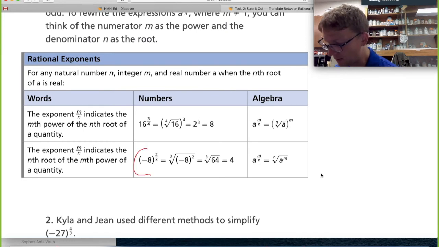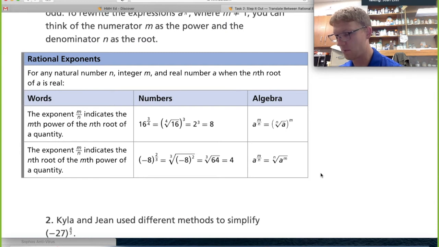So here they have negative 8 to the 2/3 power, so that one is the same as saying negative 8 squared and the whole thing to the cube root. So here they took negative 8 squared first, and then they took the cube root, which equals 4. So you can use this to your advantage when solving these problems. When one of them is harder than the other one, maybe doing them in a different order might help.